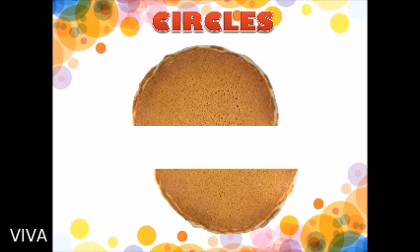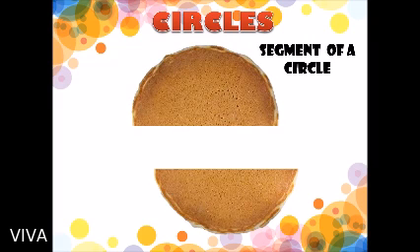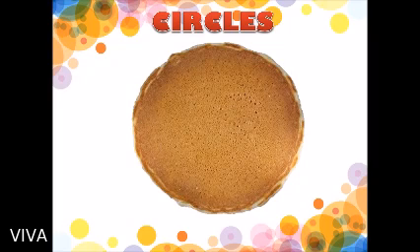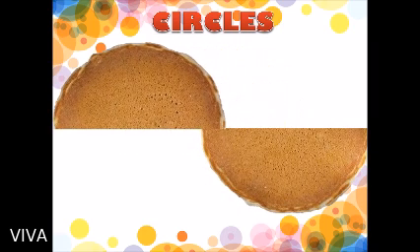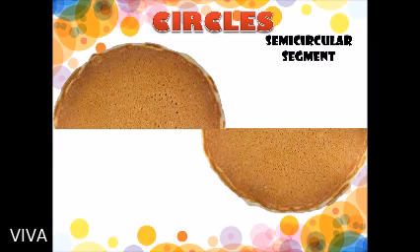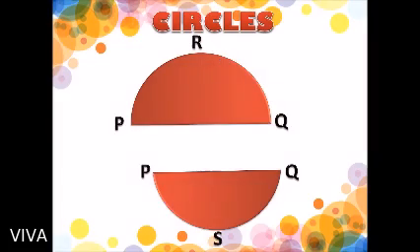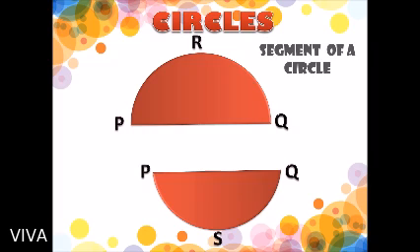The segment containing the major arc is called the major segment, and the segment containing the minor arc is called the minor segment. If Hannah had divided the pancake equally, we would get two equal segments, also called semicircular segments. To name a segment, we need to begin with the chord. That is, in this case, the major segment is segment PRQ and the minor segment is segment PQS.